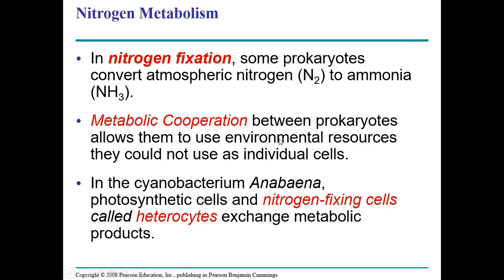Metabolic cooperation between prokaryotes allows them to use environmental resources they could not use as individual cells. In the cyanobacterium Anabaena, photosynthetic cells and nitrogen-fixing cells called heterocytes exchange metabolic products. So there are even associations between organisms that you can see.